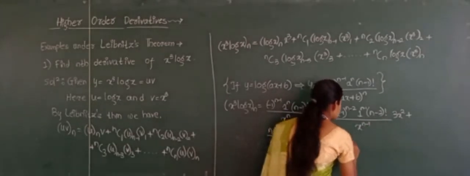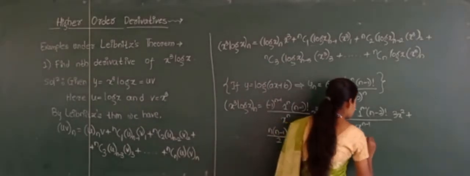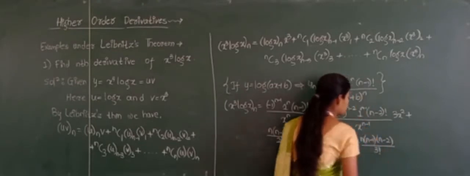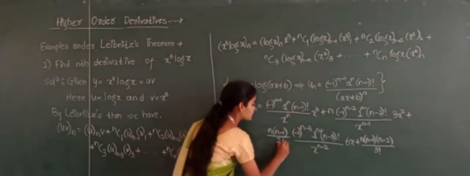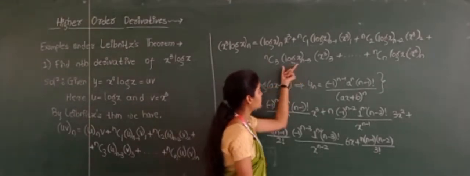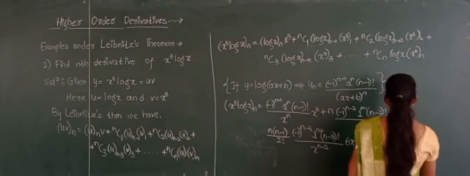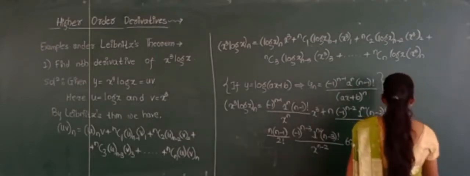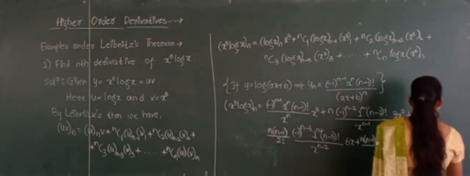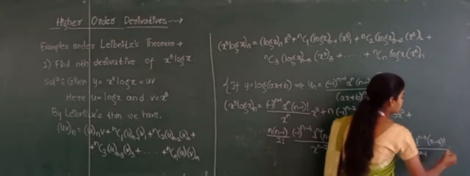That becomes 6x plus, then again nC3 value I will write: n into n minus 1 into n minus 2 divided by 3 factorial. Yes, 3 factorial. If you want, here also you can write it as 2 factorial. Now nC3 value is over, again the n minus 3th derivative of log x, here substitute values, what do we get? Minus 1 raised to n minus 3 minus 1, that will be n minus 4, then 1 raised to n minus 3, and next is n minus 4 factorial divided by x raised to n minus 3.